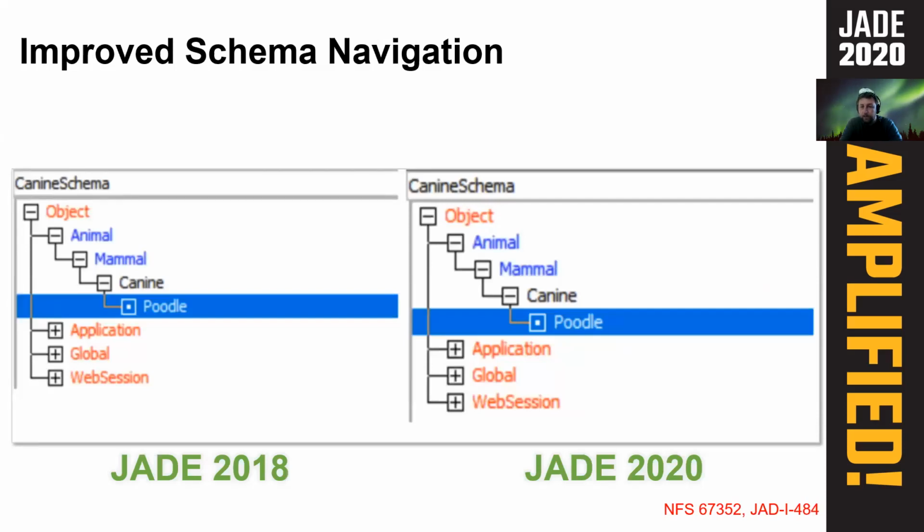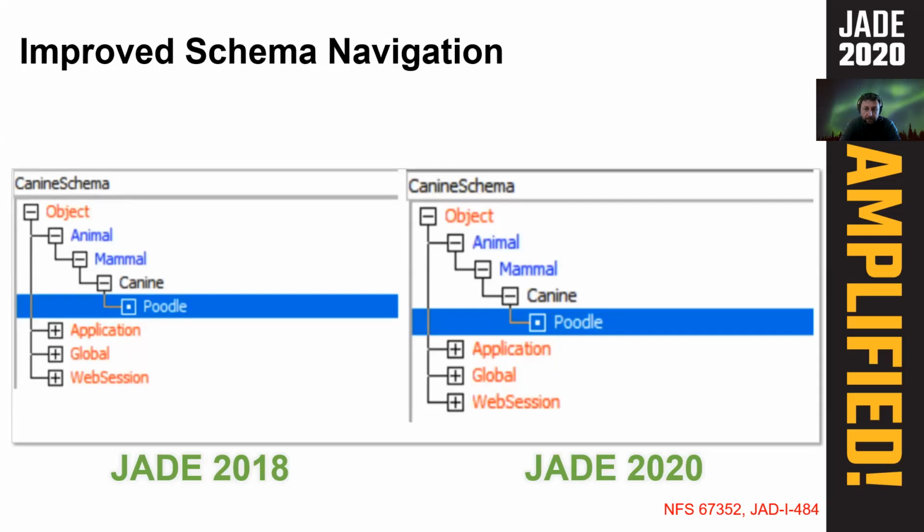This is a small, subtle improvement that I find actually helps quite a lot. So we've improved the way in which you navigate schemas when using the navigation bar in the class browser. That's the ComboBox at the top there that allows you to switch between different schemas. In previous versions of JADE, using the navigation bar to change schemas would always select the root object class.